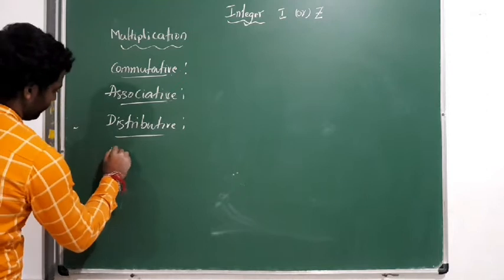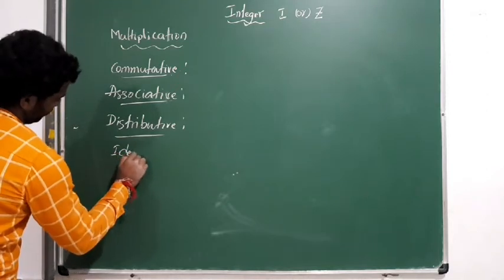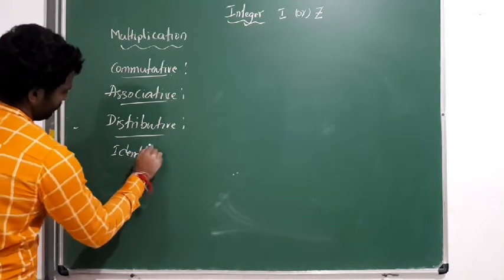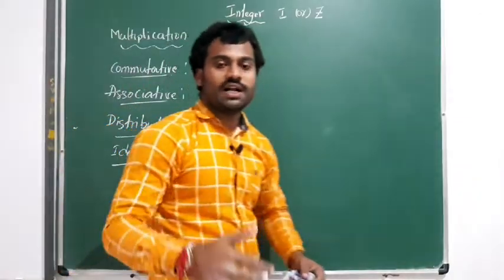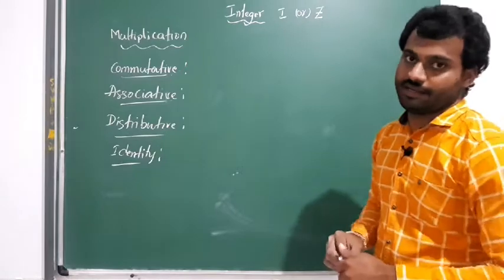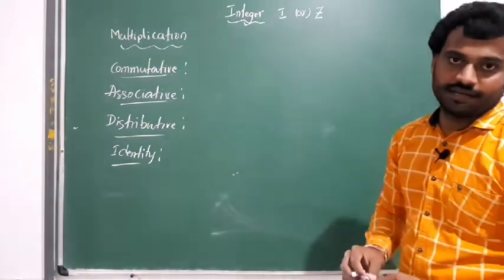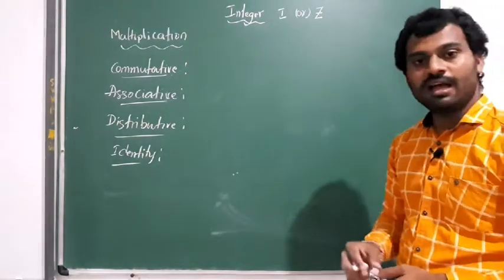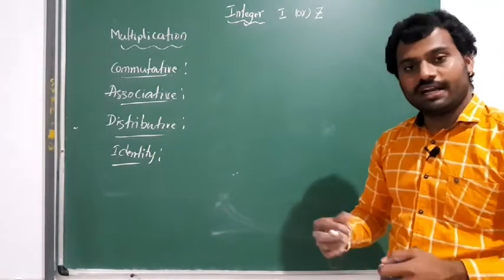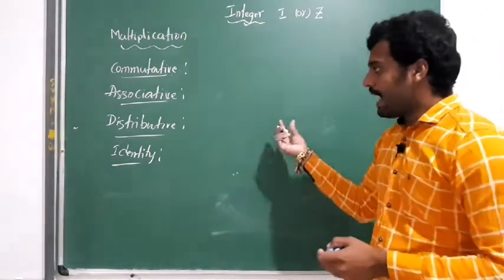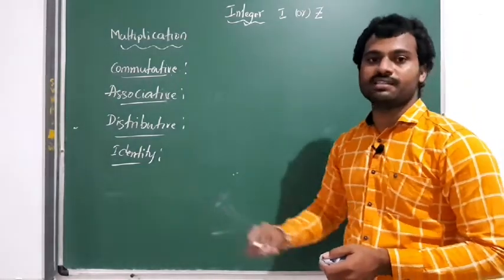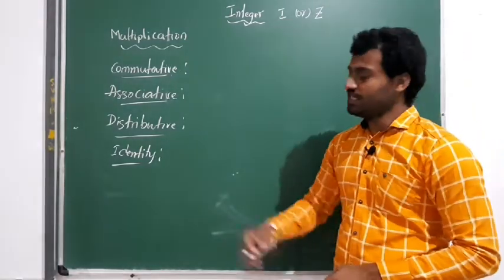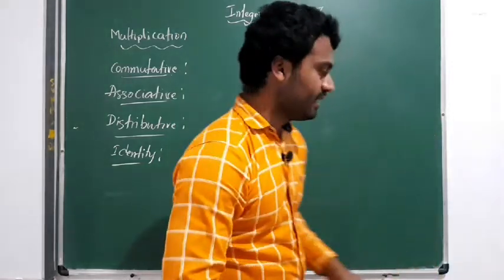So next one is the identity. What is the multiplicative identity? See, same like the additive identity also. In additive identity, what we learned? By adding something, we should get the same number. Here also, by multiplying something, we should get the same number. That is called the multiplicative identity.